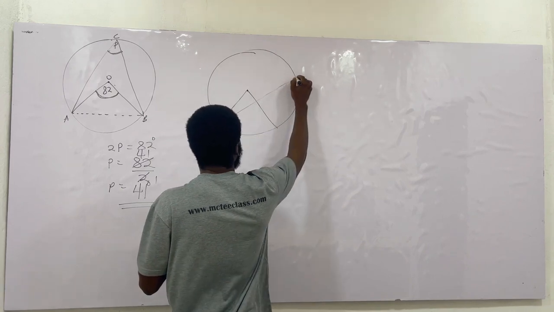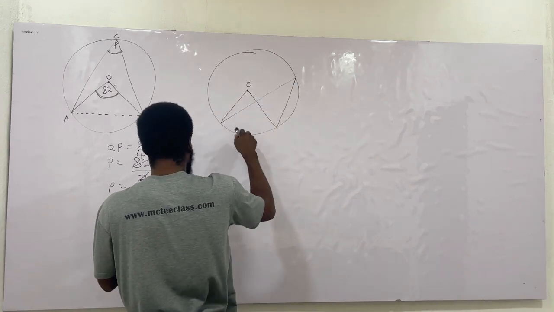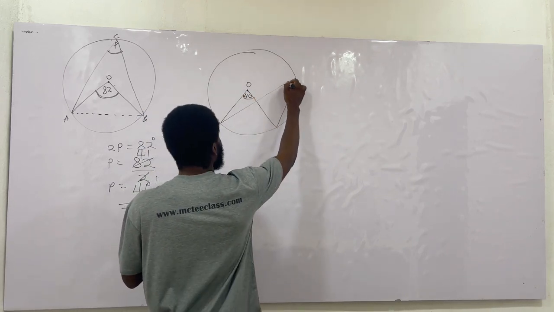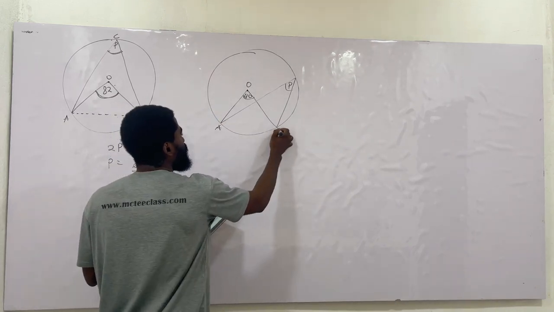So most of the time, the angle here, the chord will meet it, no problem. So the angle here is 40 degrees. And once again, the angle here is P degrees. So you find the angle P here. Now find the angle P.